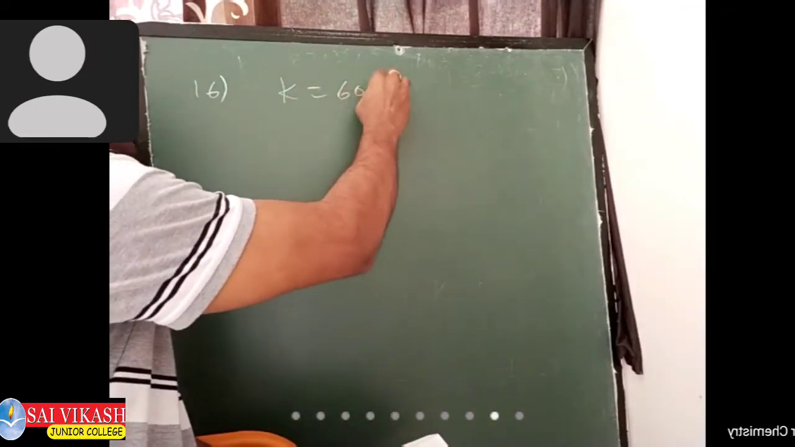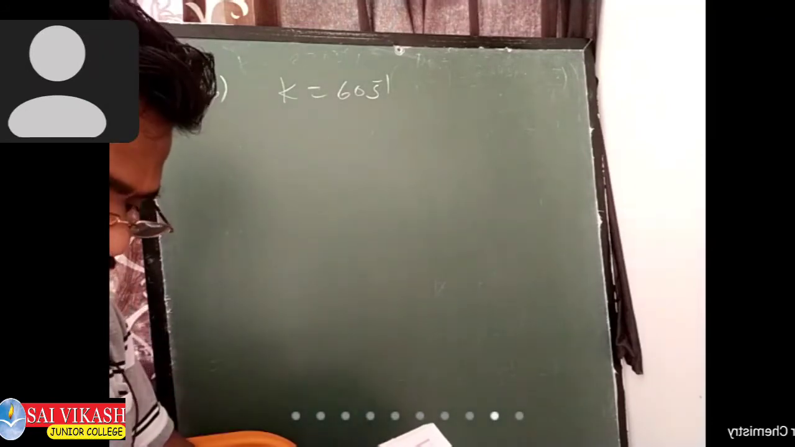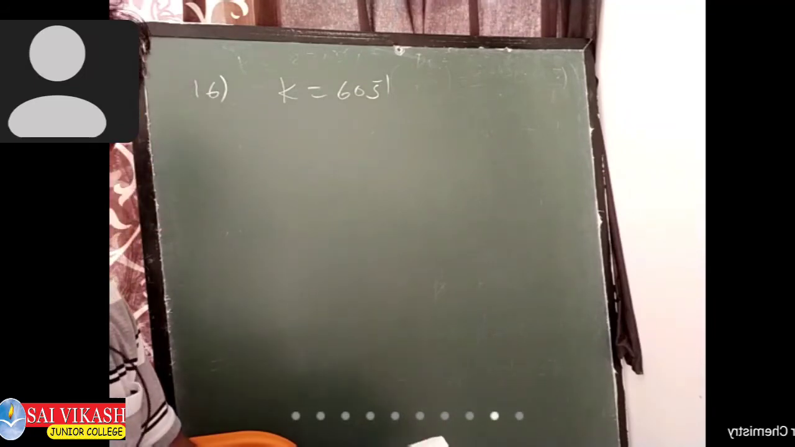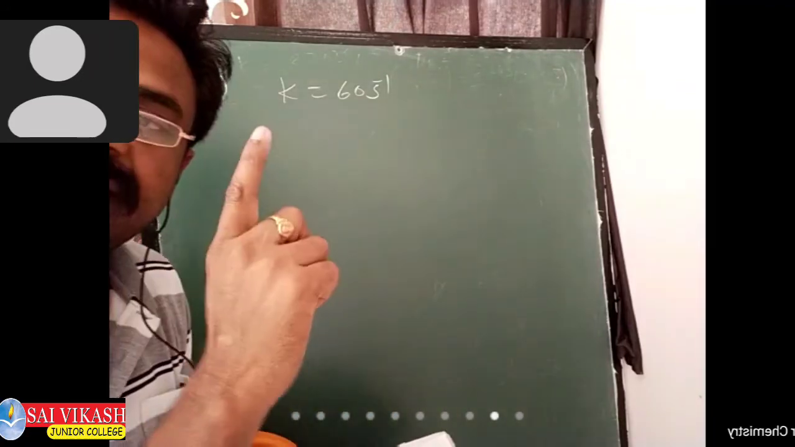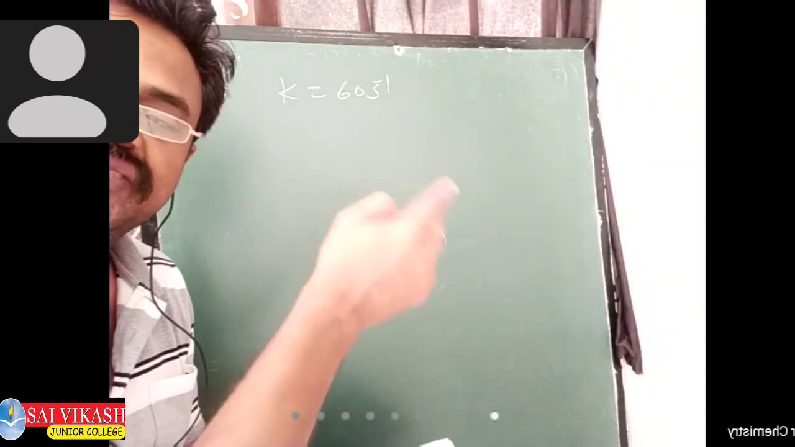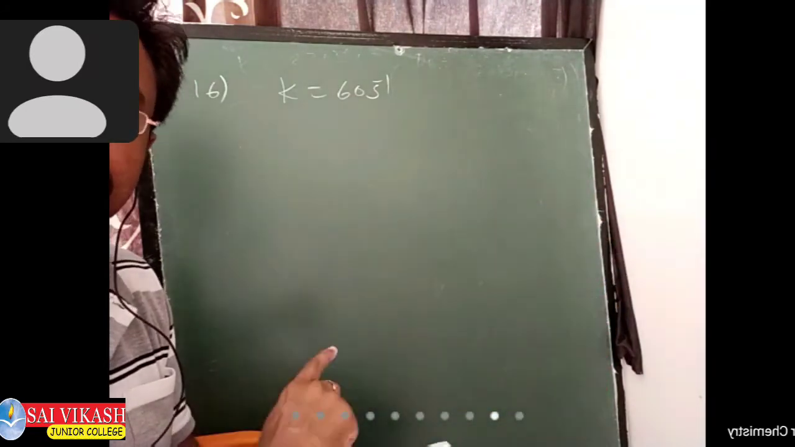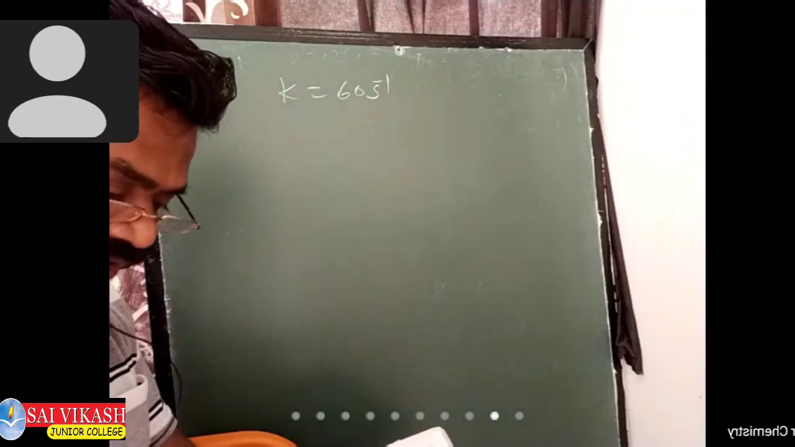The rate constant for the first order reaction is 60 per second. So K is given as 60 per second. Per second means it is clearly understood which order reaction it is. Tell me which order reaction it is. First order. By knowing the units of the rate constant also, we can decide which order it is. Zero order rate constant units I already gave, first order I gave, second order I gave. So per time is the unit of the first order rate constant.